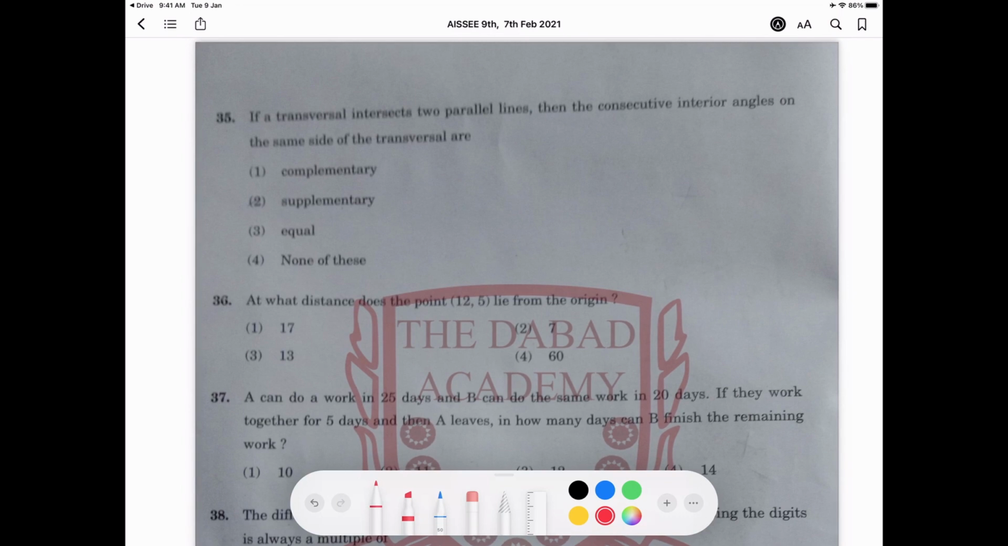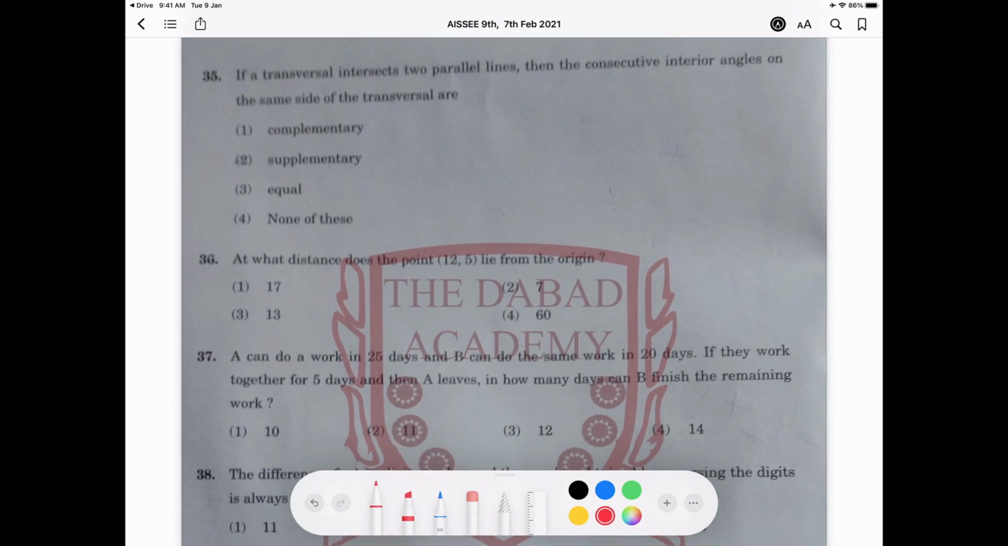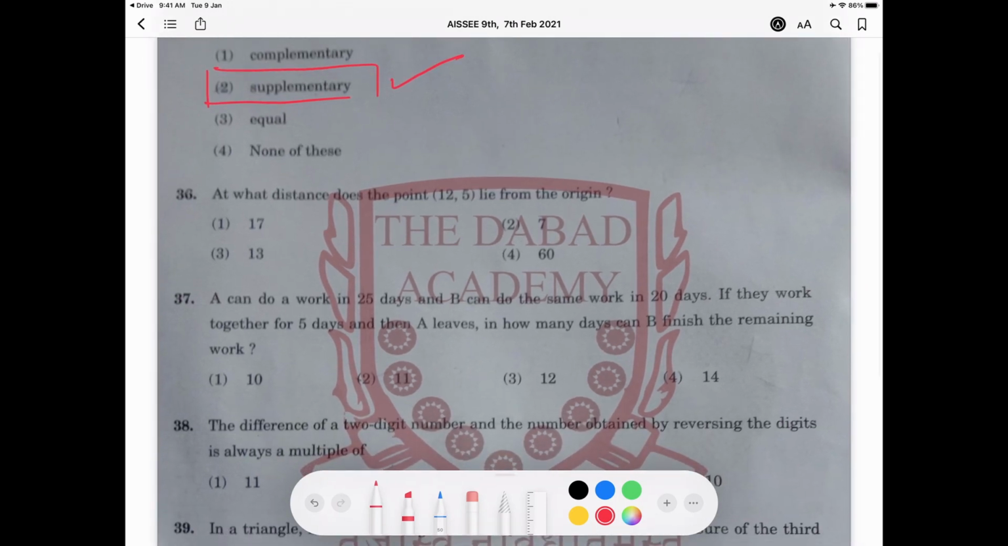if a transversal intersects 2 parallel lines, then the consecutive interior angles on the same side of the transversal are called, so they are basically supplementary angles. Second option. In 36, at what distance does the point (12, 5) lie from the origin? And the correct answer for this question is 13, which is option number 3.